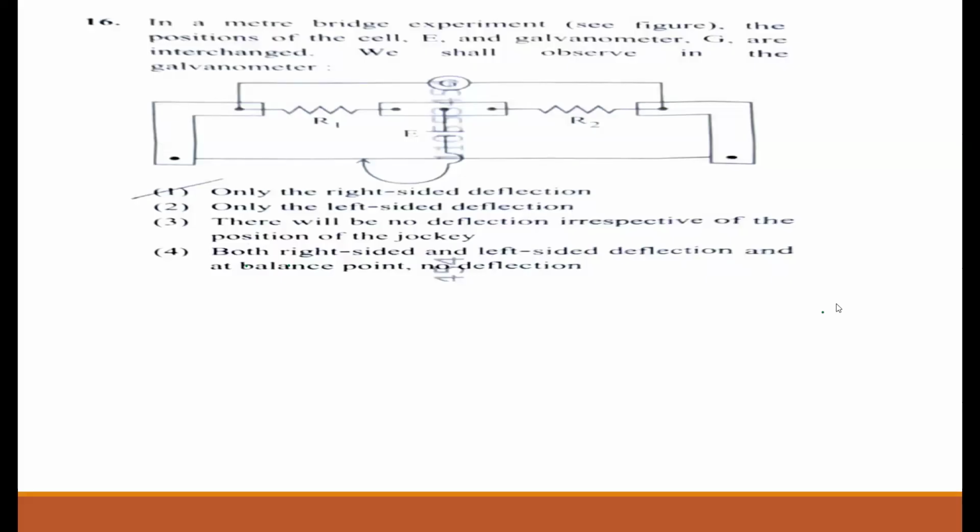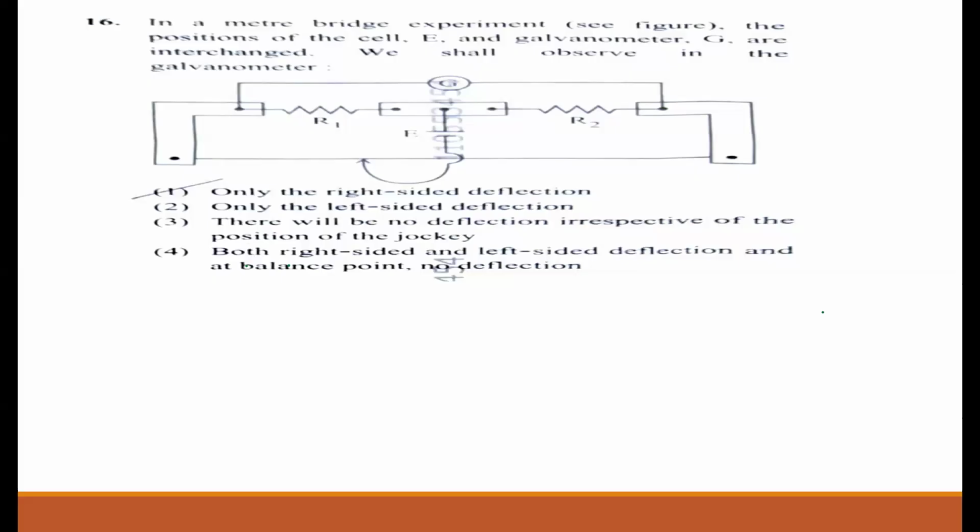So now coming to this question, in a meter bridge experiment, as shown in the figure here, across R1 and R2, on one side we have a galvanometer, and on the other side we have the EMF source connected to a jockey. So we have interchanged the positions of the galvanometer and the EMF source here. So now what happens in the galvanometer is the question asked. Now, a meter bridge works based on the principle of the Wheatstone bridge. So a property of the Wheatstone bridge, its conjugate nature, is what is being asked here.